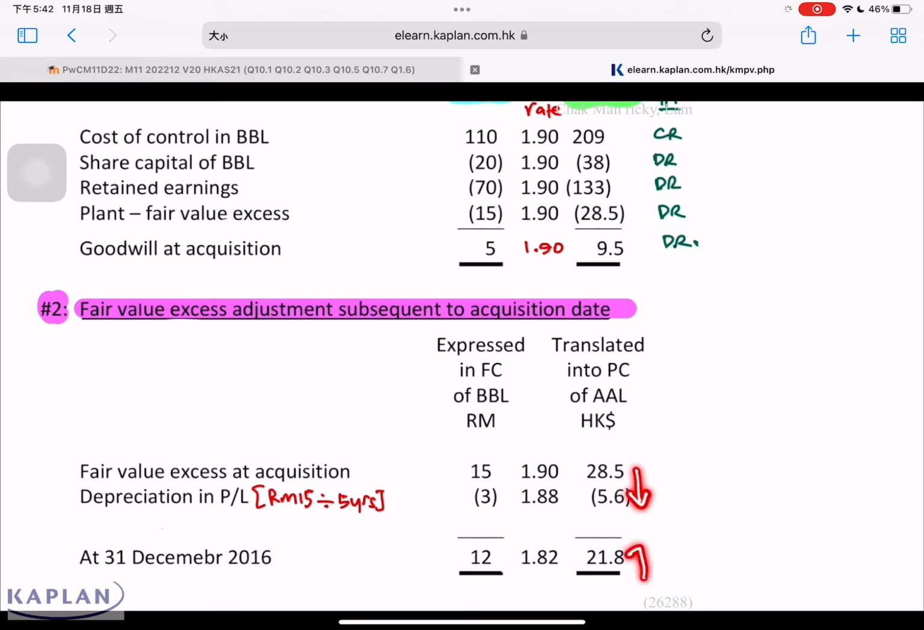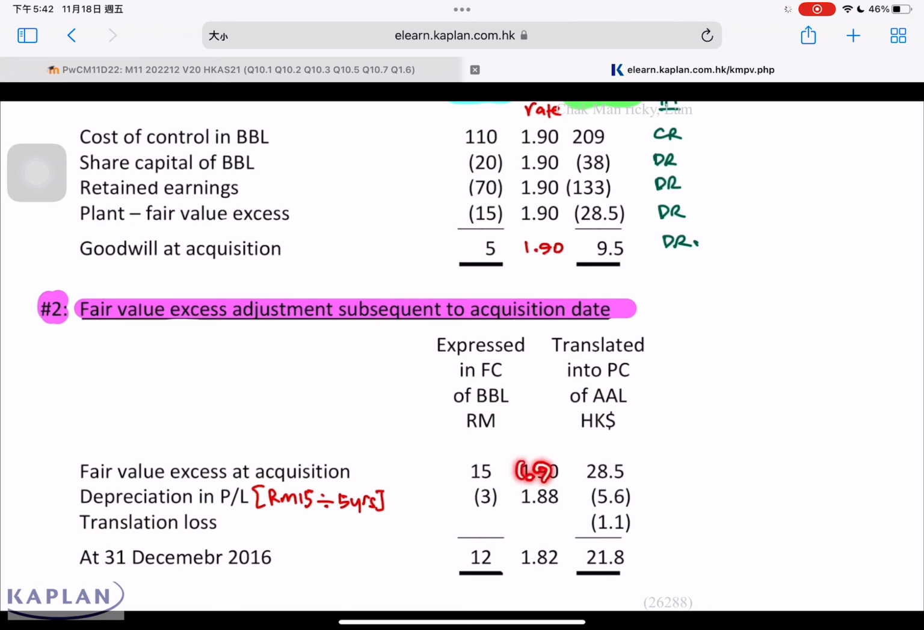The next step is to calculate the balancing figure. 28.5 minus 5.6 equals 22.9. 22.9 we must adjust to 21.8. There's a difference of 1.1. It's a minus. Reduce assets. It should be a loss. This represents a translation loss. This year is a loss, next year may be a gain or loss. This is just a difference.